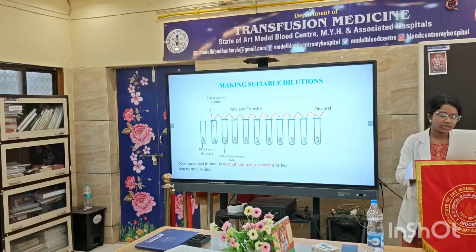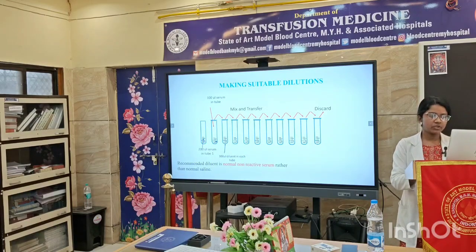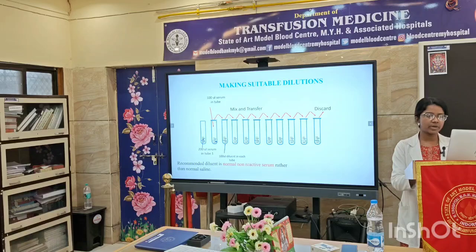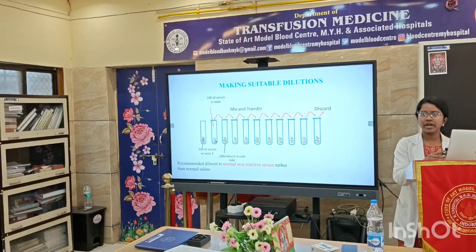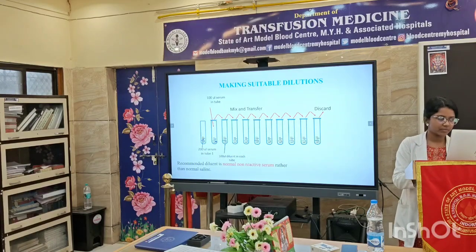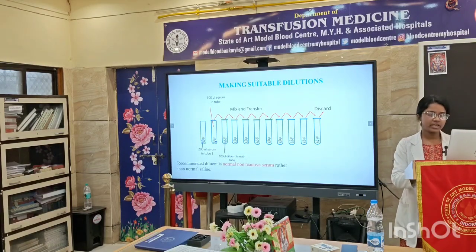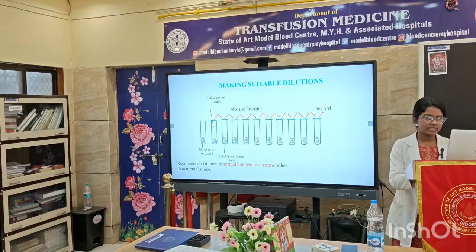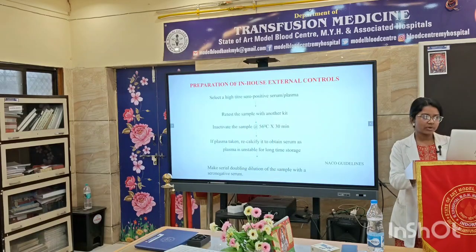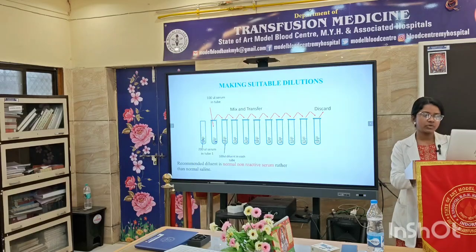So we are going to make the double dilution here. In the first tube, we are going to take 200 microliters of the positive serum, and instead of adding normal saline, we can add normal non-reactive serum. In tubes 2 to 10, we are going to add normal non-reactive serum, and then we are going to do double dilution. So here it is recommended to use normal non-reactive serum rather than normal saline.